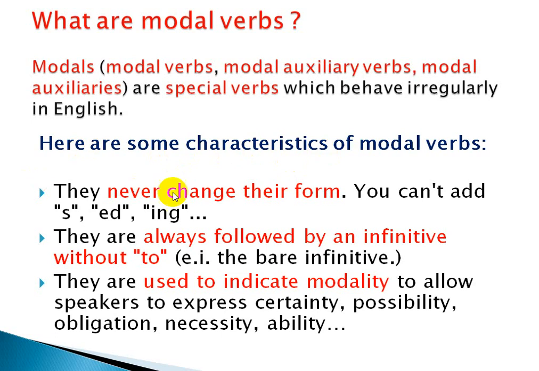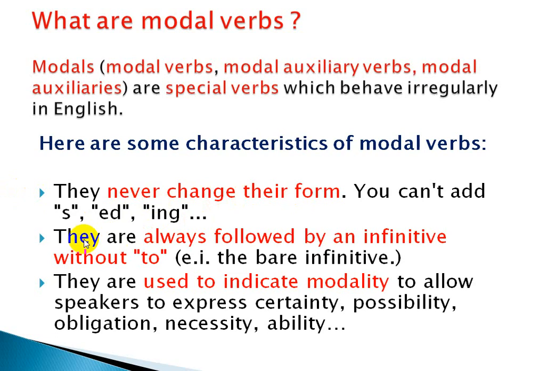The first characteristic is that they never change their form. For example, you can't add s, ed, or ing like in other verbs. For example, the verb can: you cannot say cans, canned, or canning, unlike regular verbs, where you can say likes, liked, liking. So the first characteristic is that they never change.